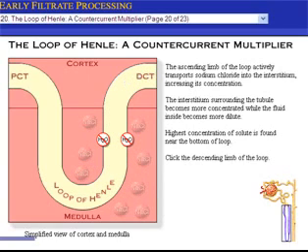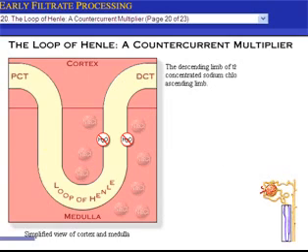Now click the descending limb to continue the process. The role of the descending limb in this process is to provide a continuous concentrated supply of sodium chloride to the ascending limb. The filtrate concentrates as it moves down the descending limb because water diffuses into the higher osmolarity interstitium created by the ascending limb.